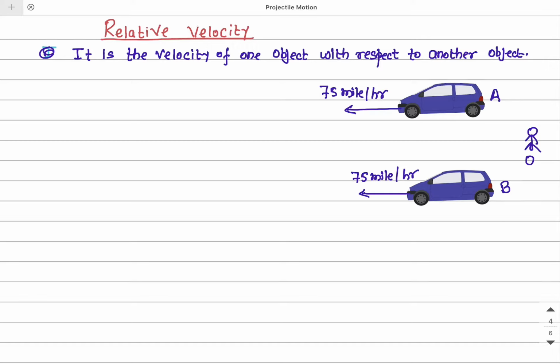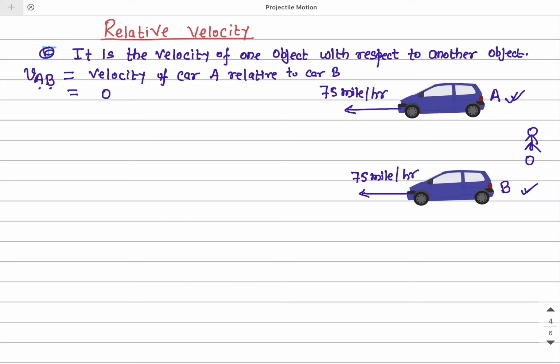Then the velocity of car A, VAB, that means the velocity of car A with respect to car B. So what is the velocity of this car with respect to this car? As both are moving with exactly the same speed in the same direction, the relative velocity is equal to 0.